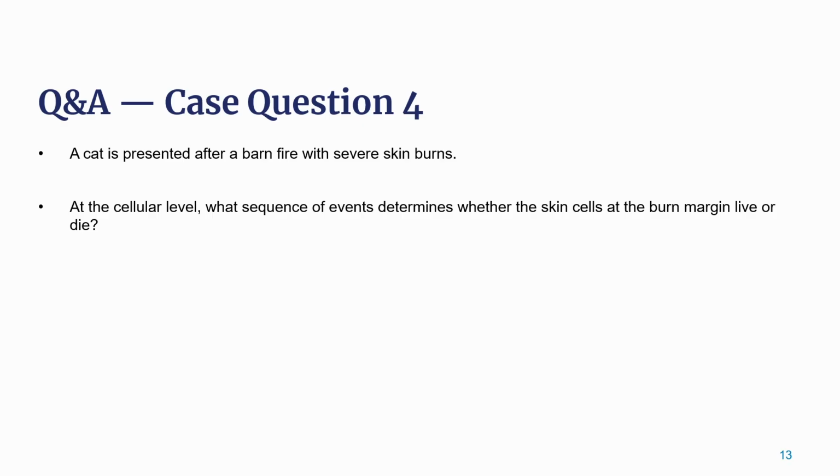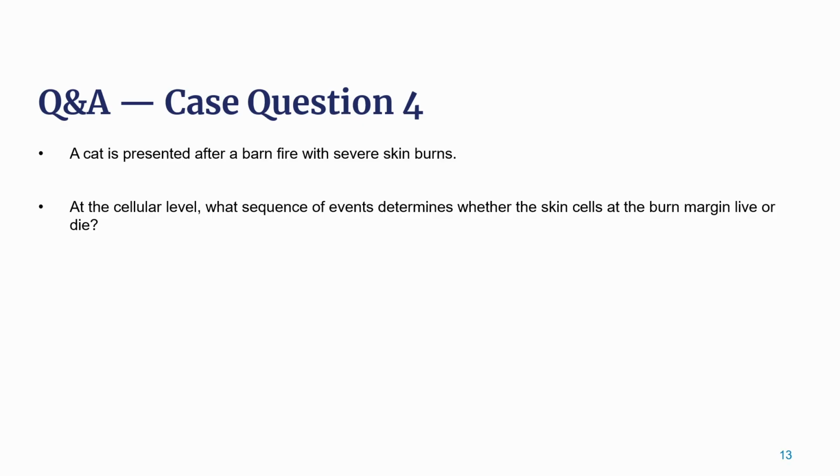This is a great case for the reversibility concept. At the burn margin, cells closest to the heat experience irreversible injury. Membrane failure and mitochondrial collapse have already occurred, and those cells will undergo coagulative necrosis.